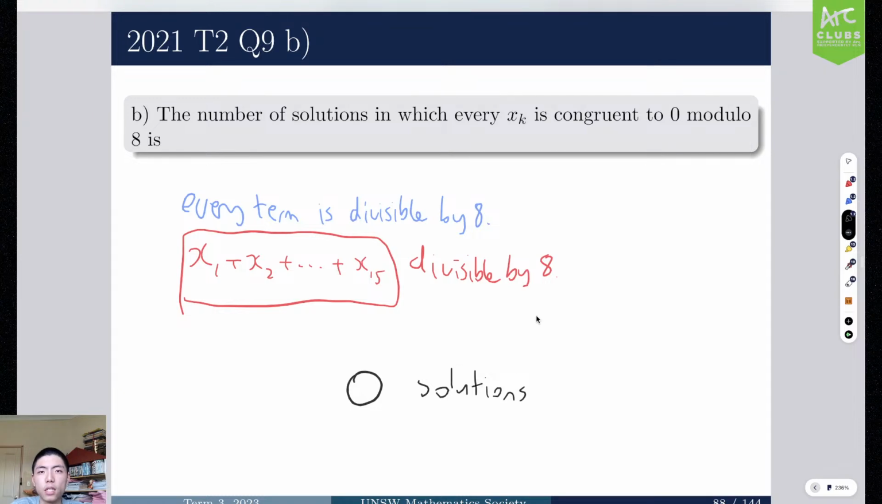So the reason for this is if every term is congruent to 0 mod 8, they all have to be divisible by 8, and so the sum of the 15 has to be divisible by 8. Since 105 is not divisible by 8, there are no solutions that satisfy this currently.